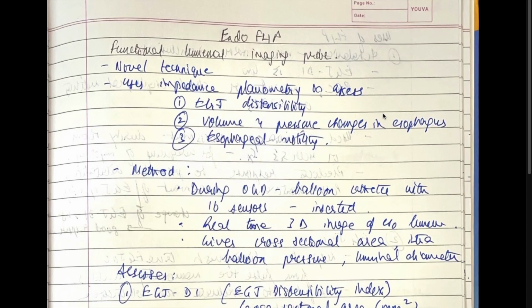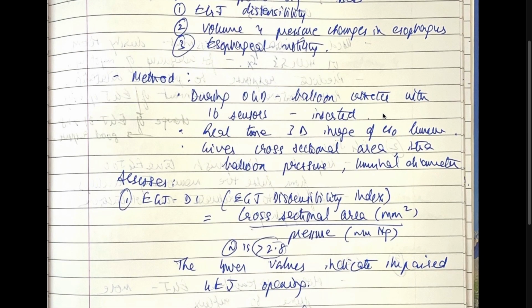FLIP stands for Functional Luminal Imaging Probe, a novel technique that uses impedance planimetry to assess EGJ distensibility, volume and pressure changes in the esophagus, and esophageal motility. The method is done during an OGD, and therefore you give the same sedation as an OGD. Put a balloon catheter with 16 sensors inside, and you get a 3D image of the esophageal lumen.